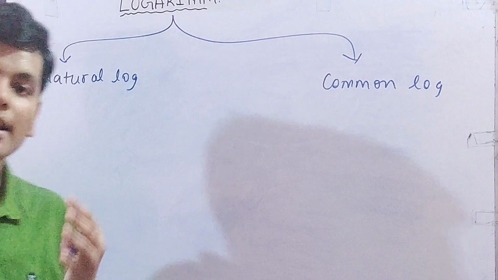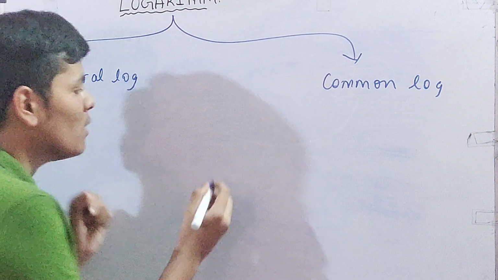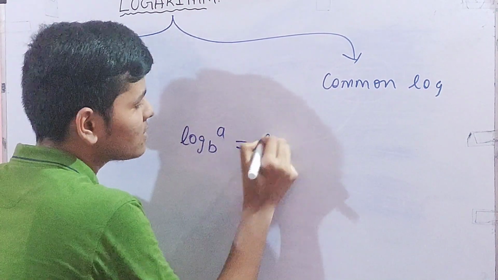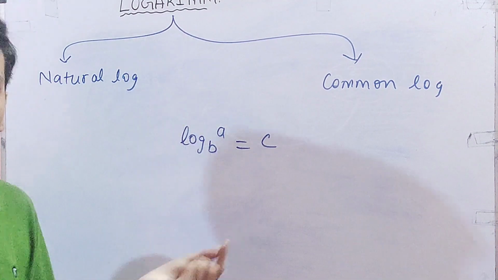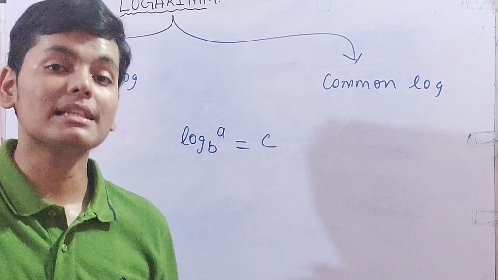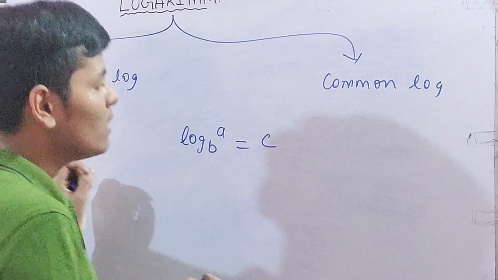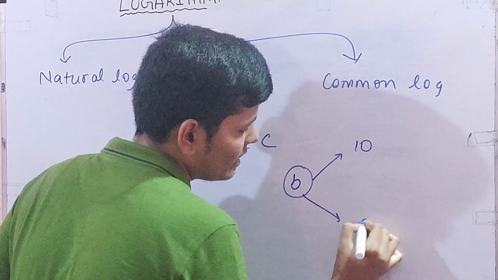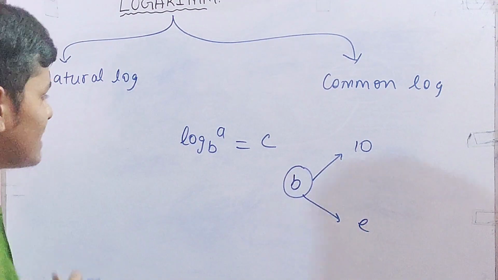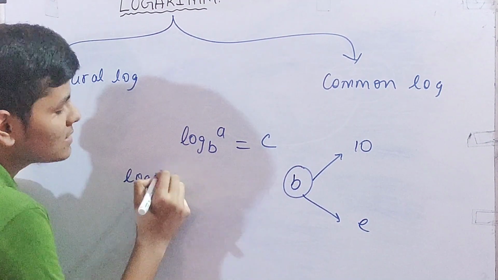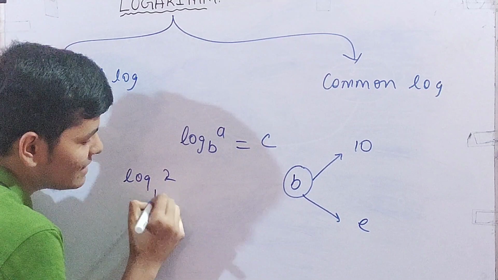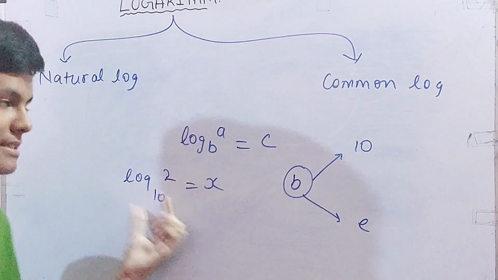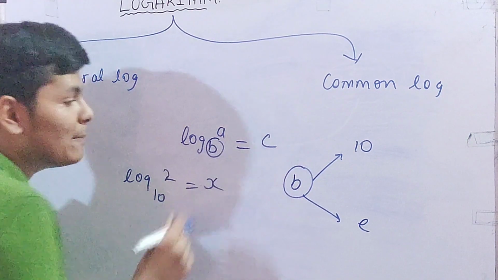What is the difference between a natural log and a common log? Now we have log of a to the base b is equal to c. This base b can be variable for many questions, but the base b is usually specified. It can be either 10 or e. So we usually say log of, suppose, 2 to the base 10 is equal to, let us say, x. This is called the base 10.